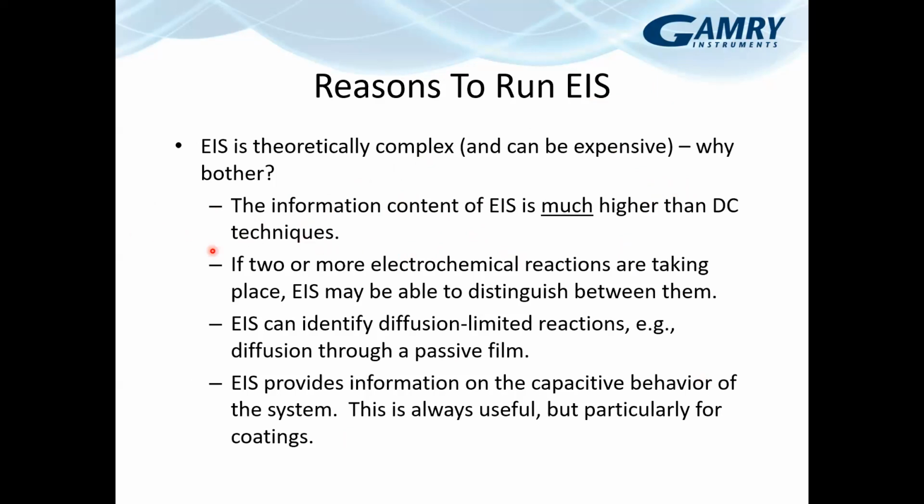One, if you've got two or more different electrochemical reactions taking place, EIS is sometimes able to distinguish between them, disentangle those different processes. It's possible to identify diffusion-limited reactions, like diffusion through a passive film. And EIS can provide some information on the capacitive behavior of the system. And the capacitive information is always somewhat useful. It's particularly useful for systems like coatings.